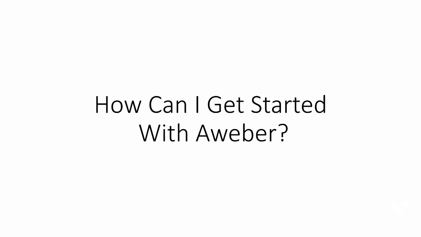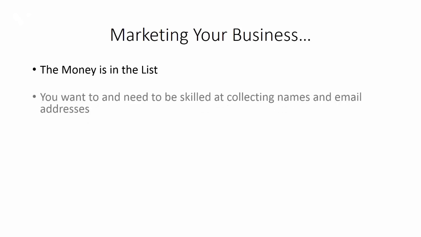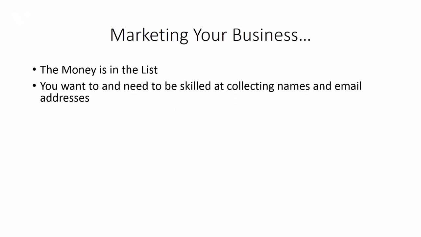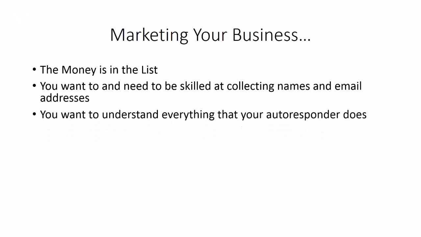Okay, I want to talk to you today about how you can get started with Aweber. And Aweber is a way of marketing your business. You and I know, if you've been around being an entrepreneur or marketing online or marketing in general, that the money is in the list. And you and I really do need to become skilled at collecting contact information, names and email addresses. And we do have to use an autoresponder to do that. It's the best way. It's an automated way to do that. And we want to understand everything that our autoresponder does. Aweber is no different than that.